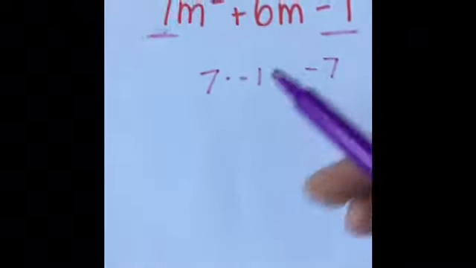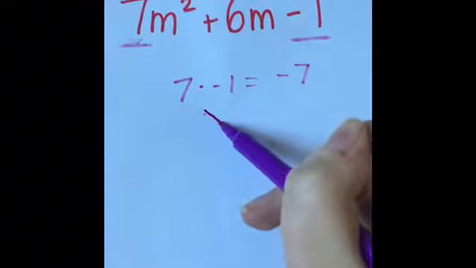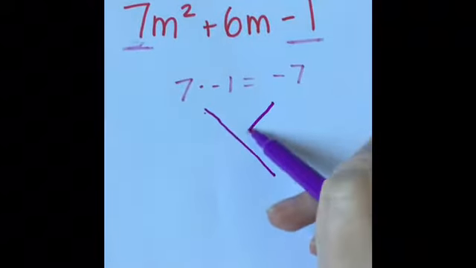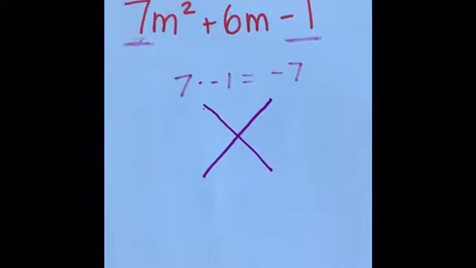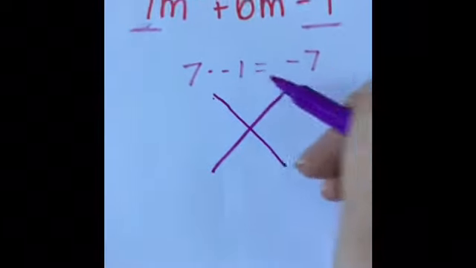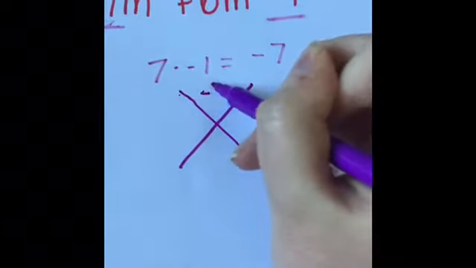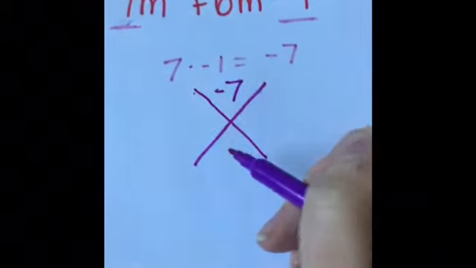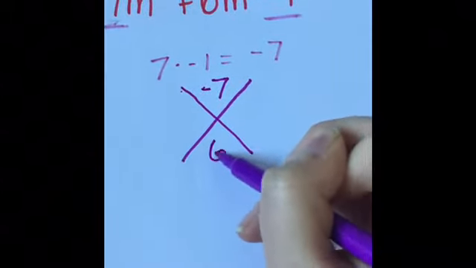This is how I always factor it: I do the X or the diamond or whatever you want to call it, just as a visual representation of what I'm looking for. I want something that multiplies together for negative 7, and when you add it, it's going to equal 6.